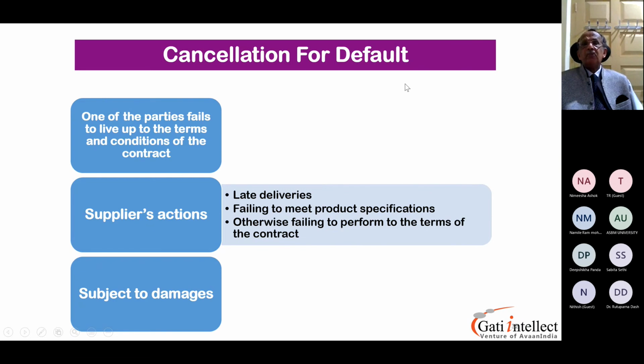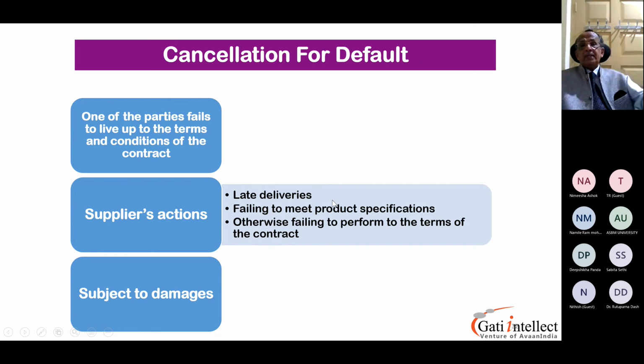Cancellation for default. One of the parties fails to live up to the terms and conditions of the contract, like the reasons I just explained. Supplier's action. Yes, this is what I said. Late deliveries, failing to meet product specifications, otherwise failing to perform to the terms of the contract. Right, this is where supplier's actions have forced you.